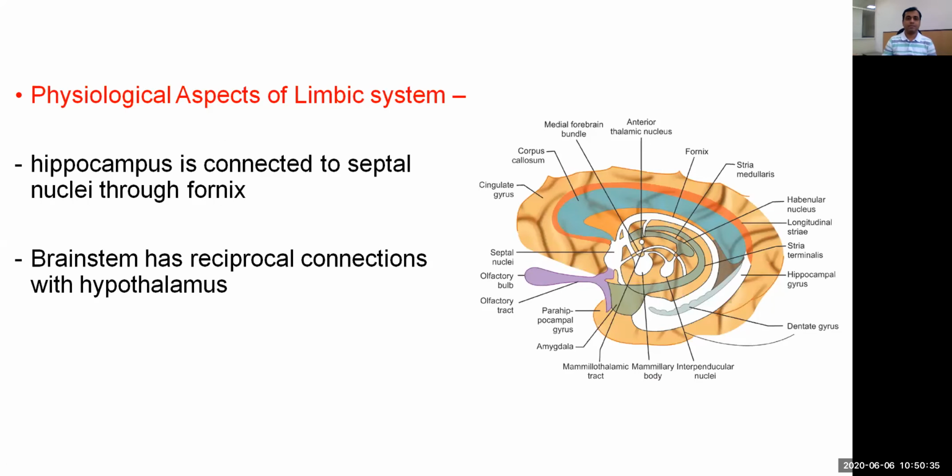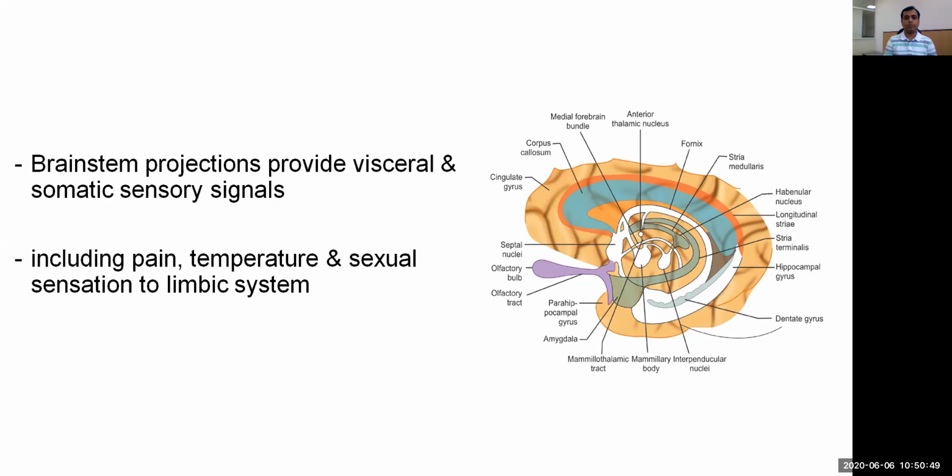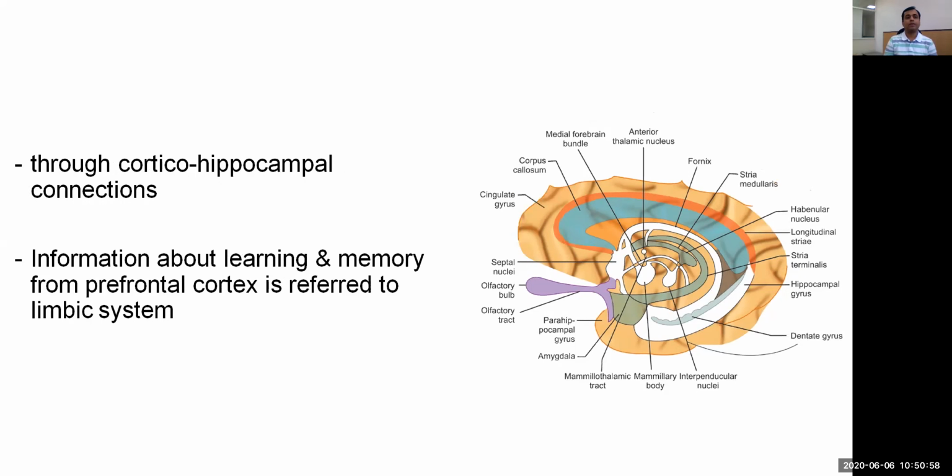What are the physiological aspects? The hippocampus is connected to the septal nuclei through the fornix, and the brainstem has reciprocal connections with the hypothalamus. Brainstem projection provides visceral as well as somatic sensory signals, including pain, temperature, and sexual sensation, to the limbic system. Through the cortico-hippocampal connection, information about learning and memory from the prefrontal cortex is projected to the limbic system.